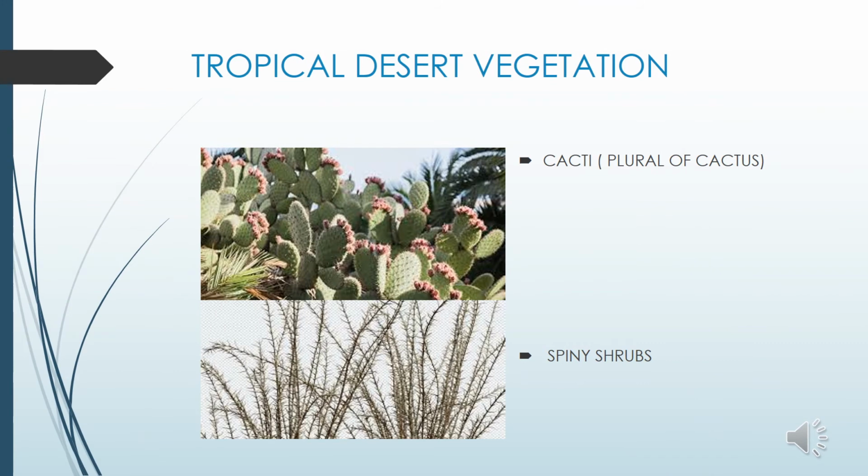Next is tropical desert vegetation, also known as thorny vegetation. Only thorny plants are found in such regions. The vegetation found here is cacti and spiny shrubs. In the upper picture you can see cacti. Cacti is the plural of cactus, and in the picture below you can see a spiny shrub.